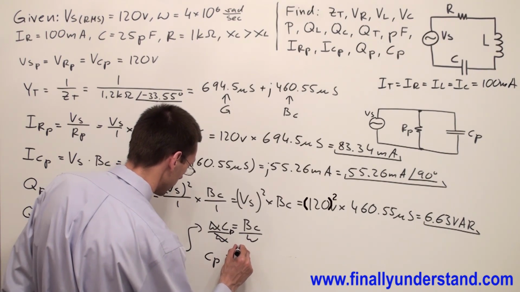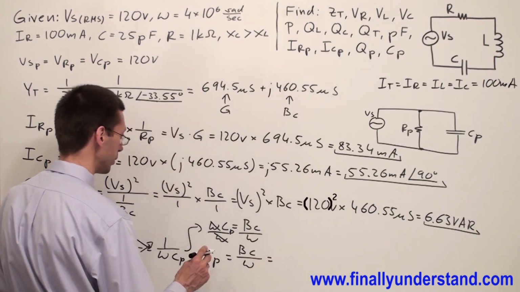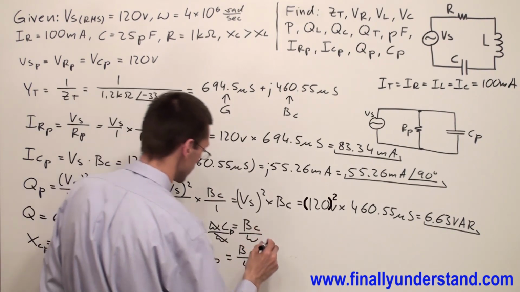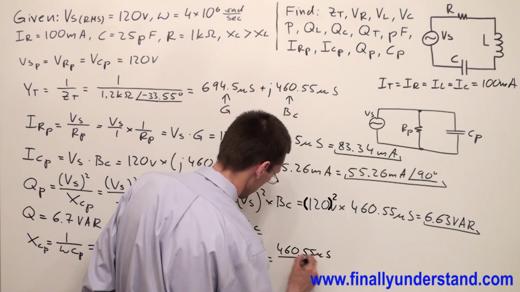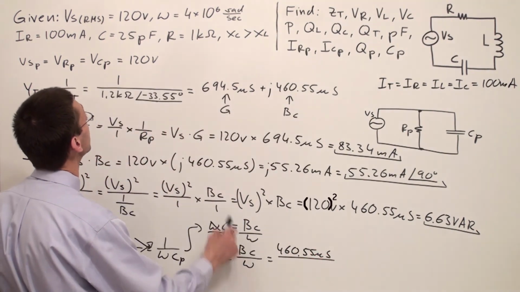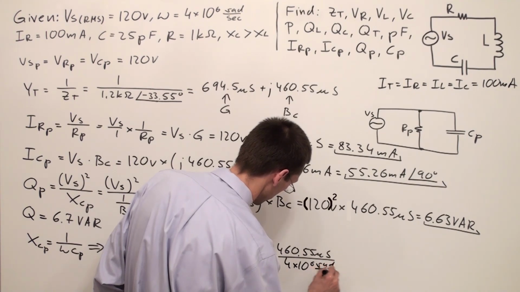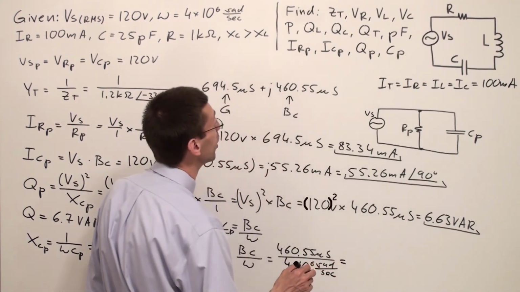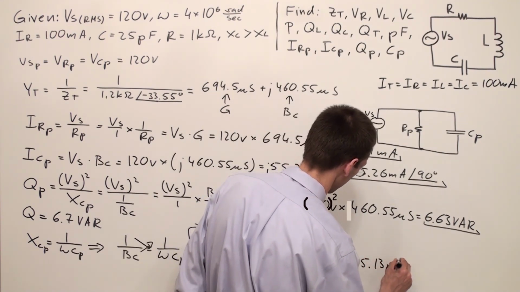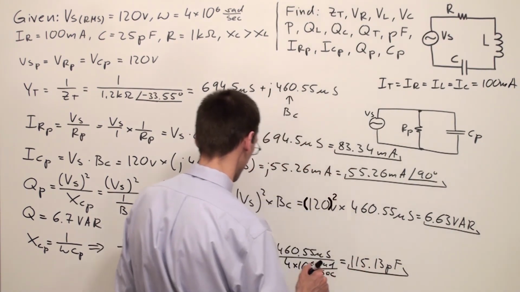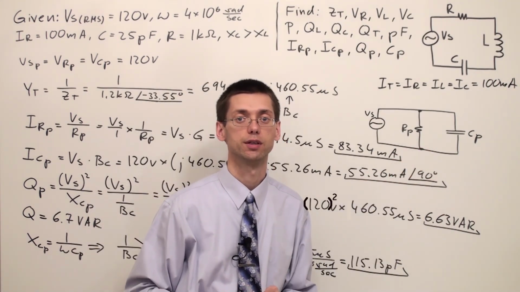equal to the capacitive susceptance over omega, which is BC we found, 460.55 microsiemens over omega, which was given as 4 times 10 to the 6 radians per second. And this is equal to 115.13 picofarads. So this is the capacitance in my parallel equivalent circuit. At this moment we can say that the problem is solved.